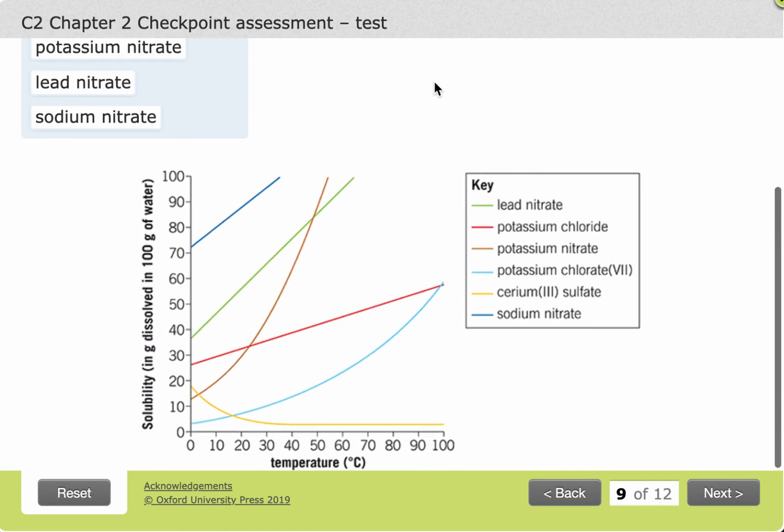Noticing, obviously, as I've said, that the solubility changes with temperature. In the majority of cases, solubility is increasing with temperature. However, in the case of this cerium 3 sulfate, it's actually decreasing, so that would be an exception to our normally expected behavior.